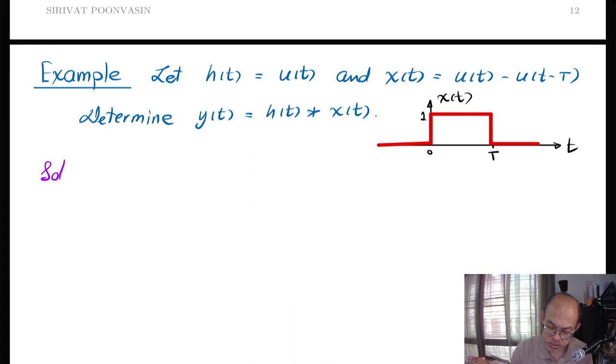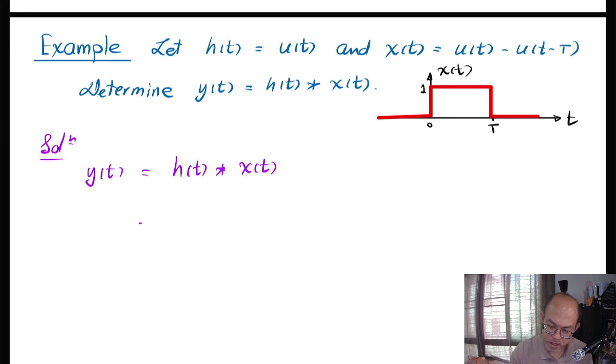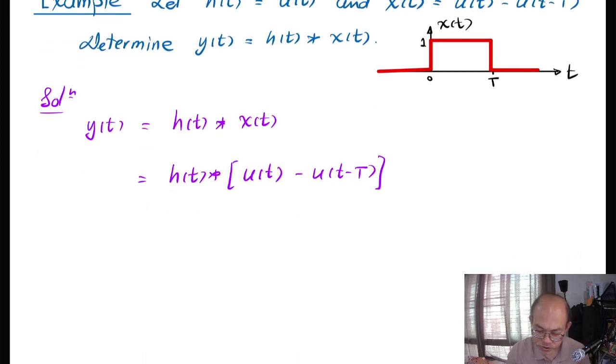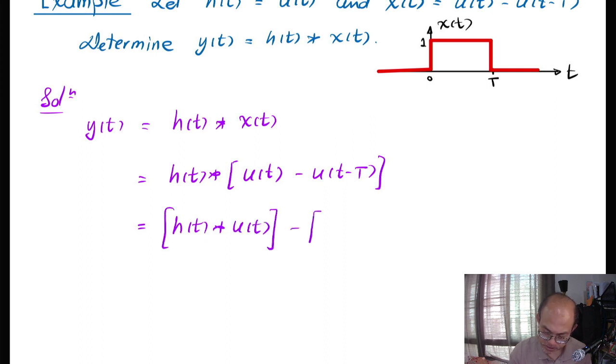So, solution: y is h convolved with x, right? And then from the problem, we could replace x with u of t minus u of t minus T. And then we could use the distributivity property and get h inside to get these two subtracted.